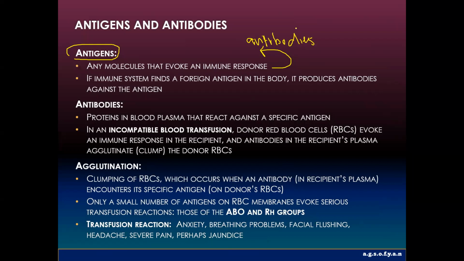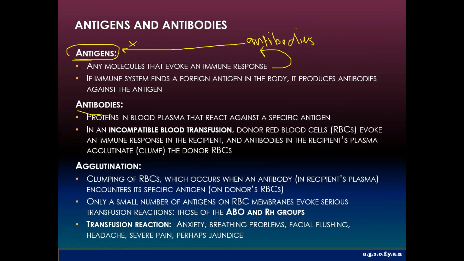So antigens can be anything, like other people's cells, like a donor cell, or bacteria, viruses. They are considered antigens. So whenever we receive antigen, our body will produce antibodies. Our blood will produce the antibodies that will destroy this antigen. Okay, that's the response.